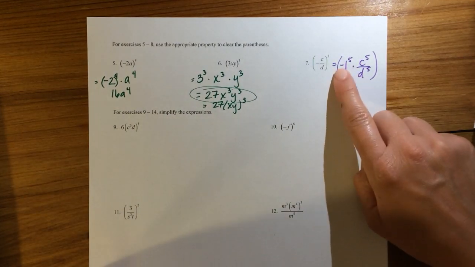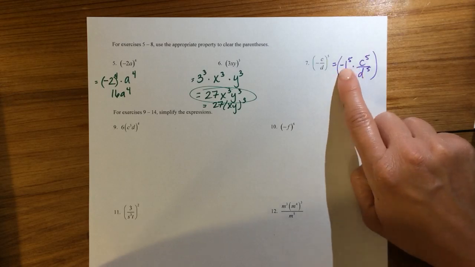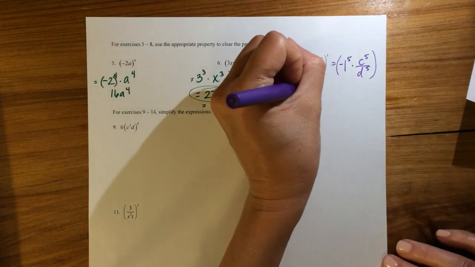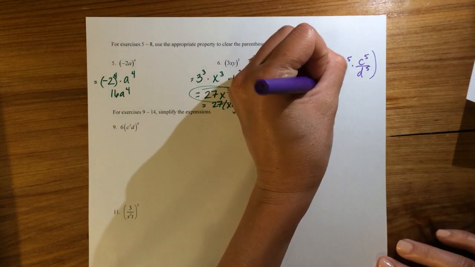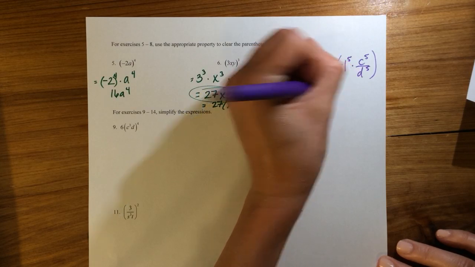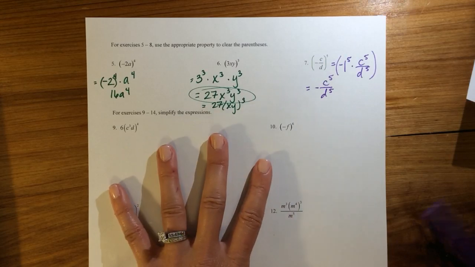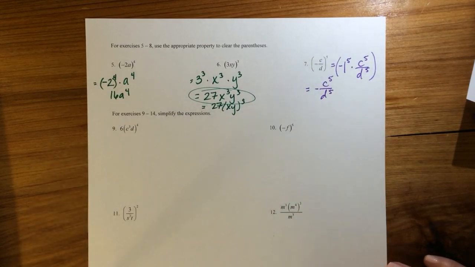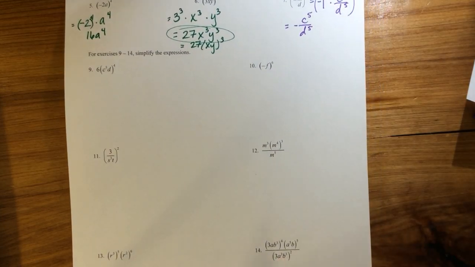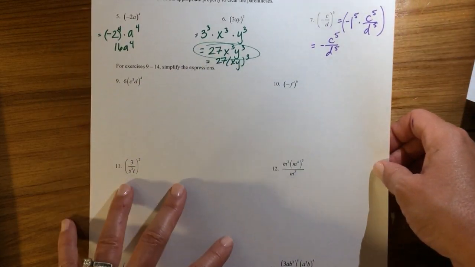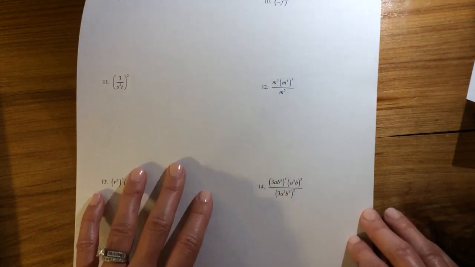So how many negatives is that? 5. So it's an odd amount of negatives, means that we're going to be overall negative in the end. So I've got negative c to the 5th over d to the 5th. And there you go. So with all of these, I want you to put together what we've done so far. I will do 14 because it's probably the one you look at and you're like, no thanks. I'll do 14, but all of the rest, I want you to try them. And if you feel wonky about them, just come talk to me in office hours.